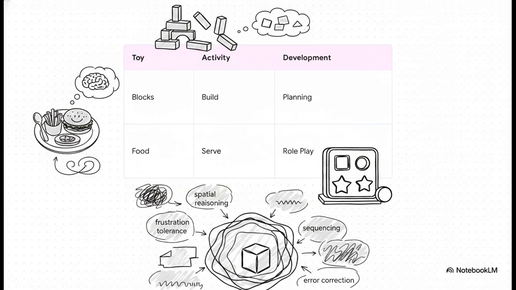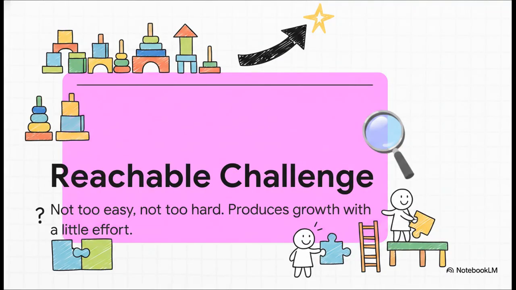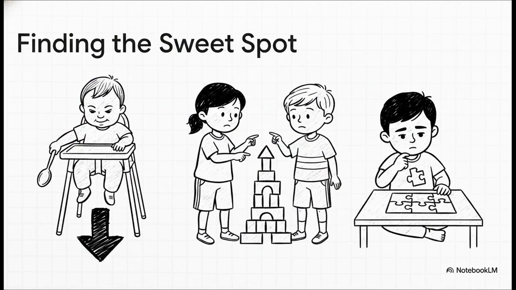Development is deeply multi-layered. But, and this is a massive but, a toy only unlocks these deeper skills if it hits the perfect sweet spot. Experts call this the zone of proximal development. In plain English, let's just call it the reachable challenge. It's a challenge that isn't so easy that the kid's brain just goes on autopilot, but it's not so punishingly hard that they burst into tears of frustration. It sits right on the very edge of what they can do, provided they put in just a little bit of effort. Finding that reachable challenge is an absolute game changer.